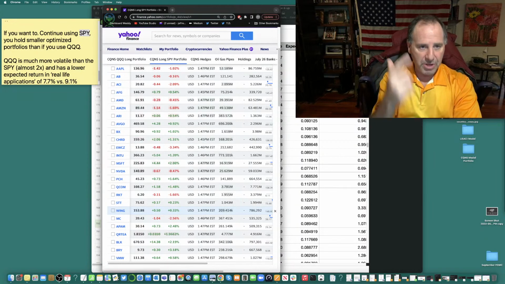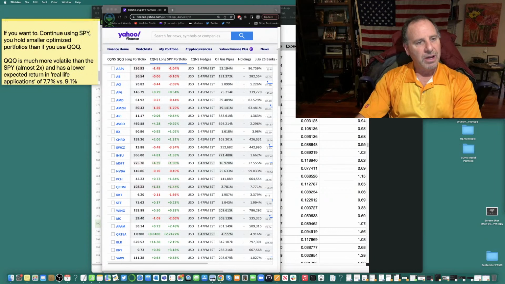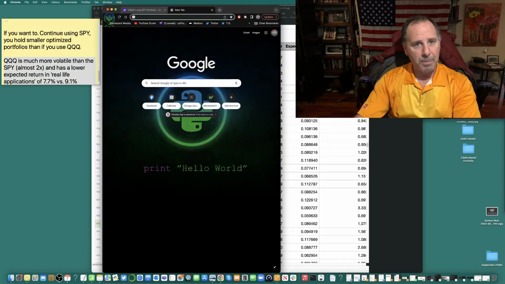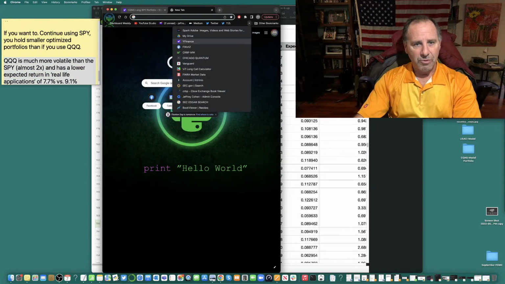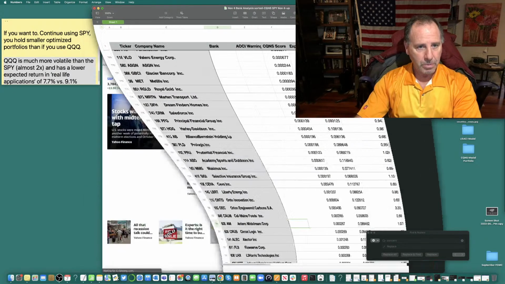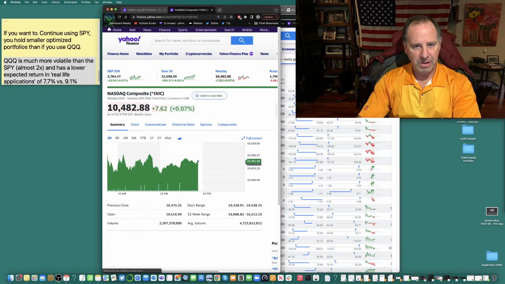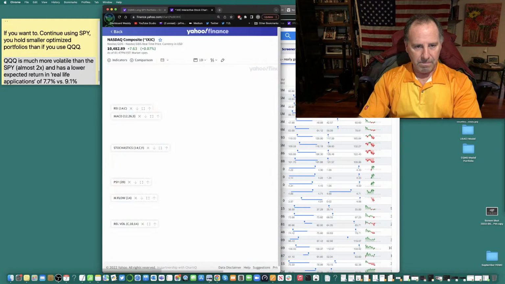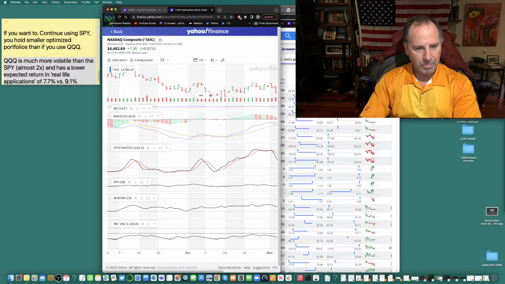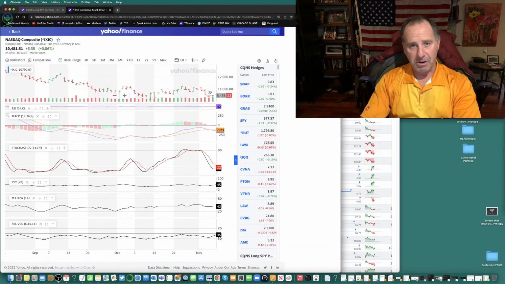If you look at the QQQ portfolio, QQQ is much more volatile and in fact has a lower expected return and a lower price and actually has been dropping like crazy relative to the S&P 500. That was a chart I wanted to show you. Excuse me. I'm going to rebuild that chart for you.